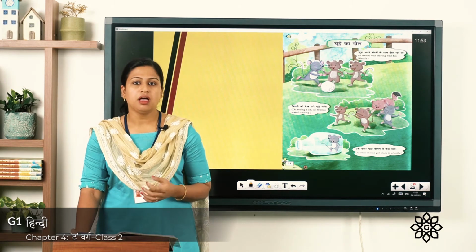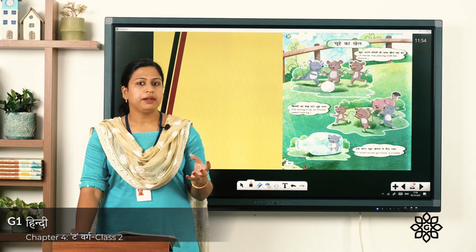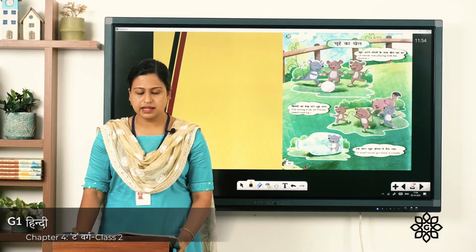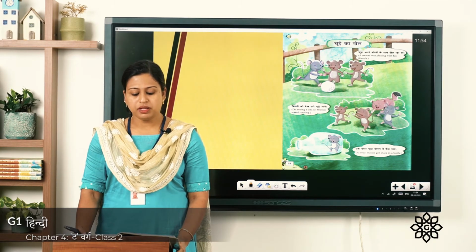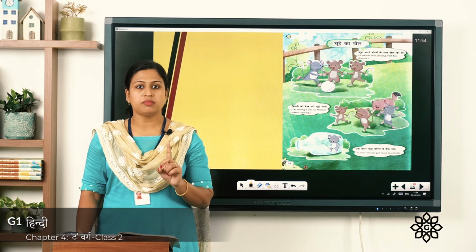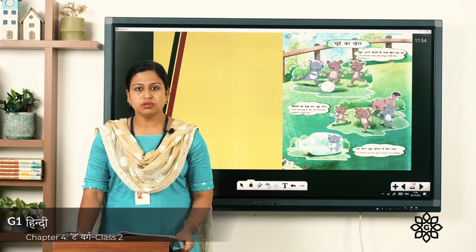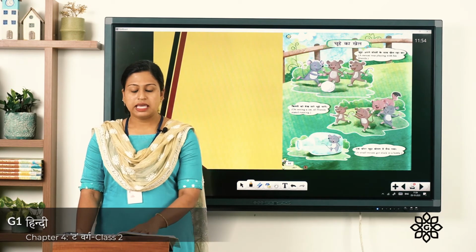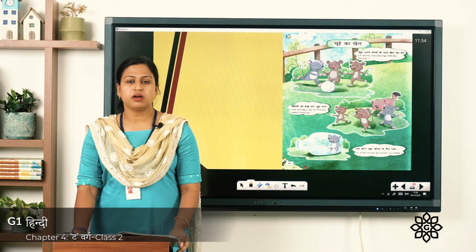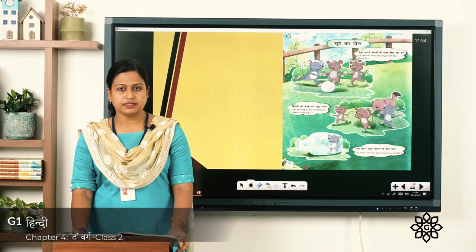Here you can see mice are playing in their garden. So I am going to read it. The first line, चूहा अपने दोस्तों के साथ खेल रहा था. Here चूहा means a mouse. दोस्तों, friends. खेल, to play. So the meaning is a mouse was playing with his friends.